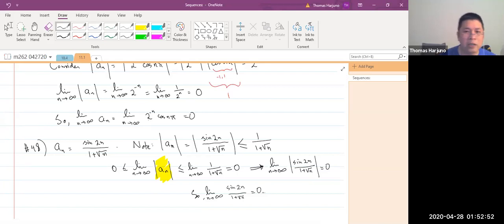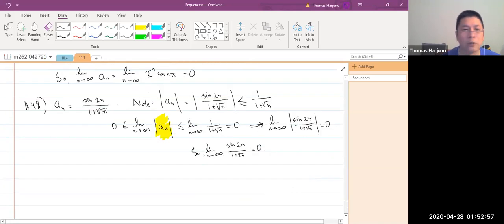Why does it have to be equal to 0? What happens if the limit is not equal to 0? Consider the following. Let me use red color. Note: suppose the limit as n goes to infinity of absolute a sub n is L, which is not 0. Now, it does not imply that the limit of a sub n equals L.